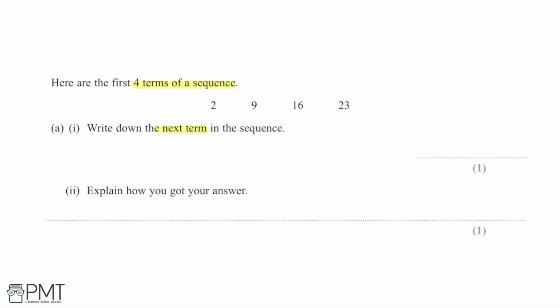So a good place to start is always going to be looking at the difference between the numbers. So when we go from 2 to 9, we're adding on 7. And then similarly, from 9 to 16, we're also adding on 7. And then from 16 to 23, this is also a difference of 7. So when we're looking for what the next term's going to be, we're simply going to add on 7 again, keep this common difference, and that's going to give us 23 plus 7, which is 30. So the next term in the sequence is going to be 30.